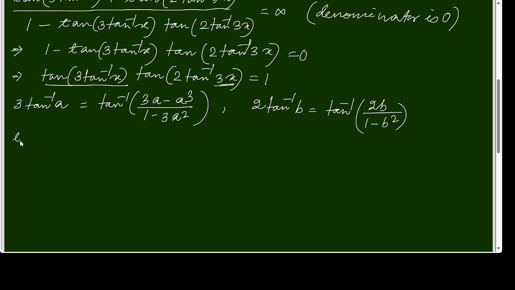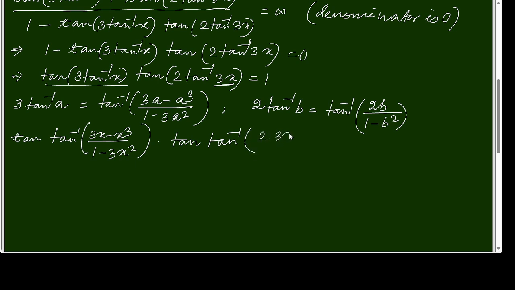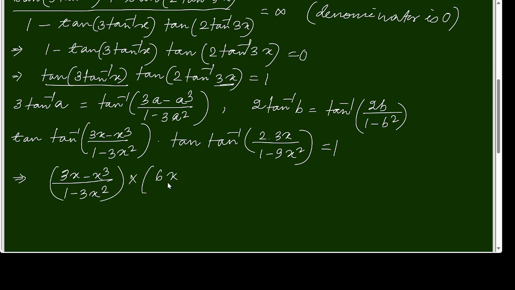So it will become tan of tan inverse of 3x minus x cube over 1 minus 3x square, and the second one will be tan of tan inverse of 2 into 3x over 1 minus 9x square, equals 1. So ultimately I am getting 3x minus x cube over 1 minus 3x square multiplied by 6x over 1 minus 9x square equals 1.